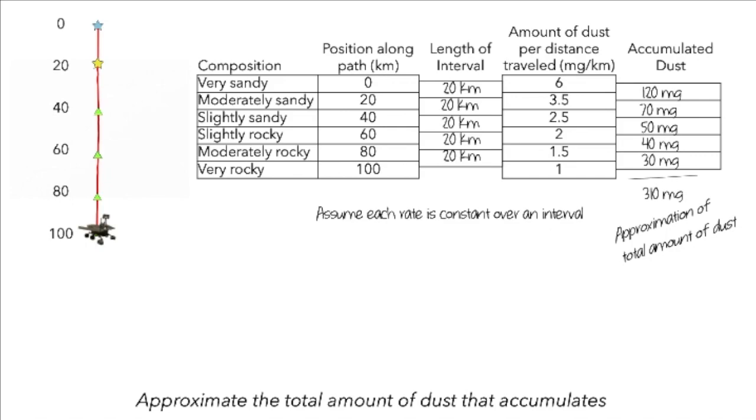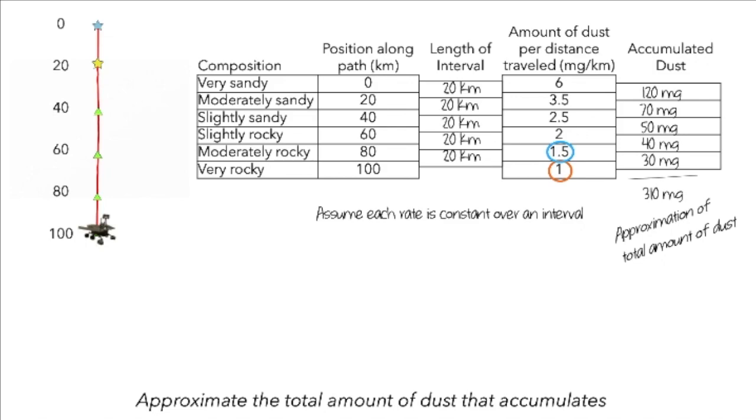One thing you might have noticed is that we were always using the rate of dust accumulation at the beginning of each interval. For example, for the interval from 80 to 100 kilometers, we used a rate of 1.5 milligrams per kilometer for the entire interval. However, by doing this, we were assuming that the rate of accumulation remained 1.5 milligrams per kilometer over the entire interval.